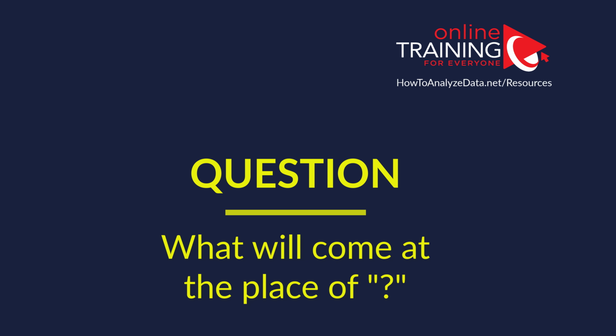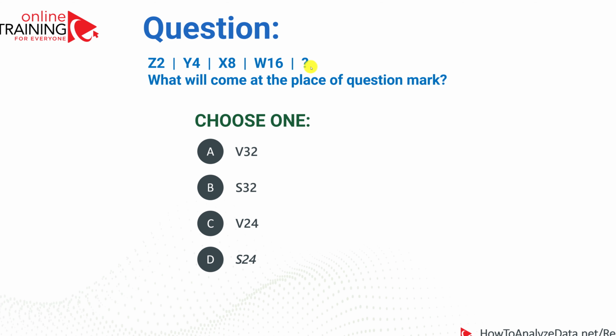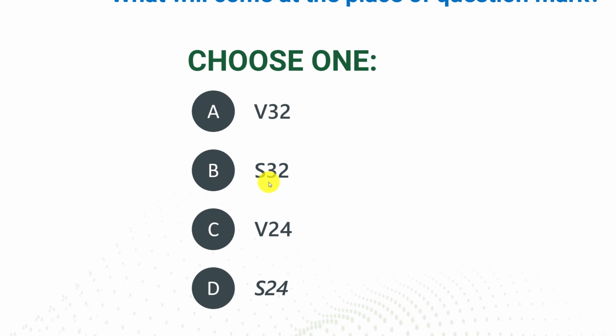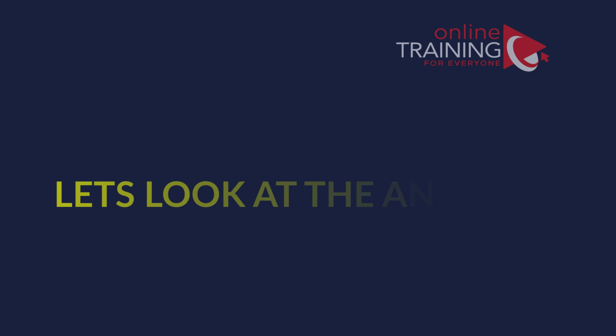Let's look at the question which is frequently used as part of verbal reasoning, logical reasoning, abstract reasoning, and various aptitude tests. What will come at the place of the question mark? You're presented with the series Z2, Y4, X8, W16, and then question mark. And you have four choices: V32, S32, V24, and S24. Which one do you think is right?